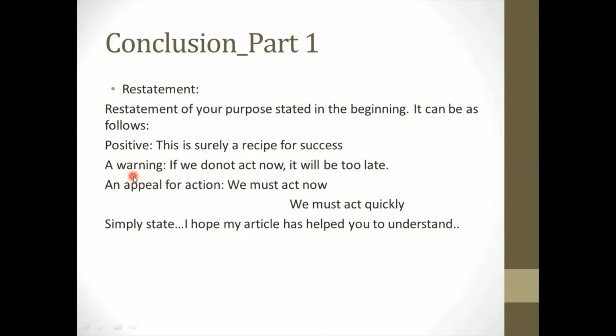If you want to put up a warning, you can say, if we do not act now, it will be too late. Similarly, say I don't want to put it up as a warning. I want to place an appeal for action. So I'm going to write my article and again restate what I said in the beginning, and I'm going to use it as an appeal. I'm going to say, we must act now. We must act quickly. Otherwise, it will be too late. Otherwise, our planet will be destroyed. If I'm talking about plastic pollution, this is how I can put up the first part of the conclusion.